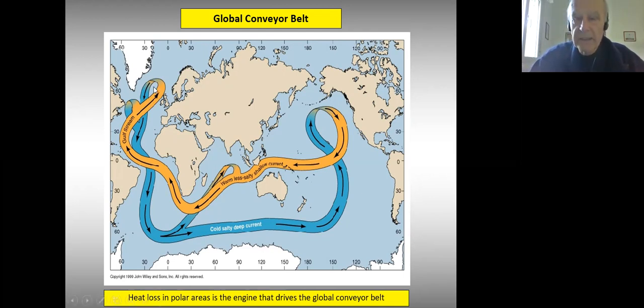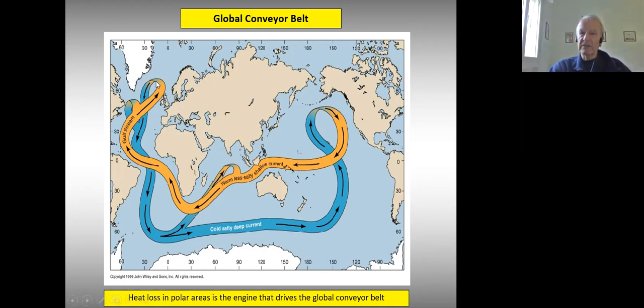if you put the particle here, it would take for this particle to do all this path and come back around 1,000 years. So the residence time, we call it residence time, of a particle is around 1,000 years.